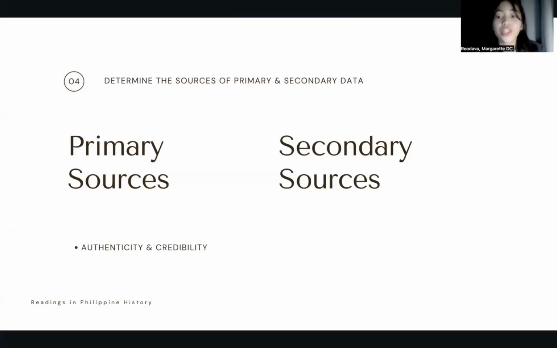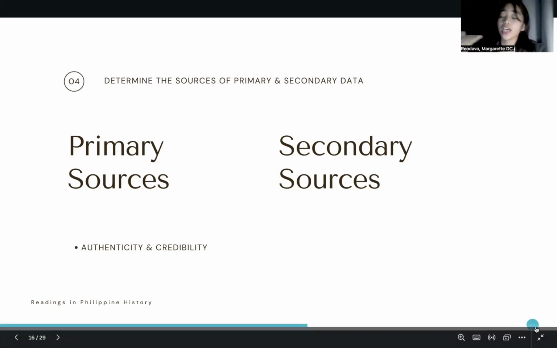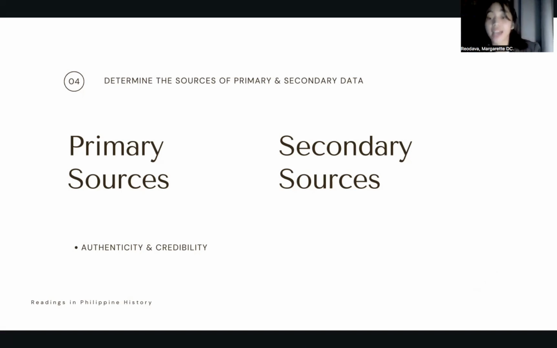It is to determine the sources of primary and secondary data. Now, in research, primary sources, primary data, is considered as authentic and obtained directly firsthand from original documents or research. It consists of raw data and unmodified records that haven't been examined or interpreted by other researchers. So this includes autobiographies, artifacts, biofacts, audio recordings, and diaries.